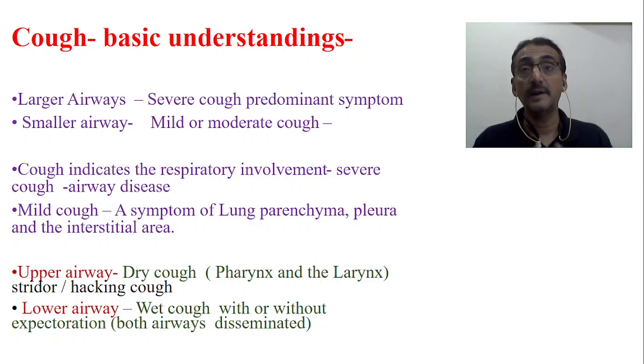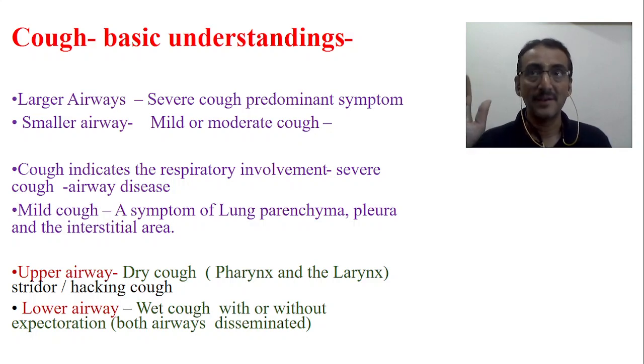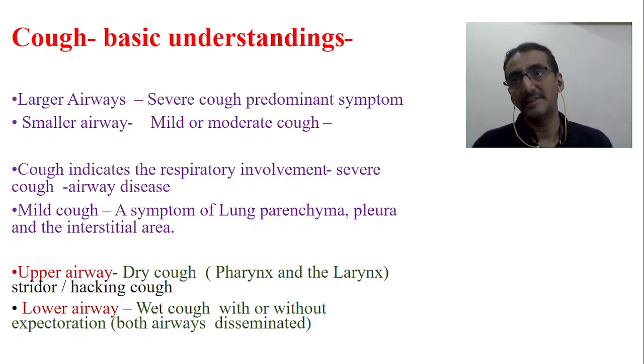So cough indicates respiratory involvement. If it is severe cough, it is an airway disease. If it is a mild cough, it may be a symptom of lung parenchyma, pleura, or interstitial area. Now, upper airways usually have a dry cough. Most of the time, when the cough is because of the upper airways, it's a dry cough. Upper airways means either the pharynx or larynx, or maybe the tracheobronchial junction. So you will get either stridor or a hacking cough in such conditions.